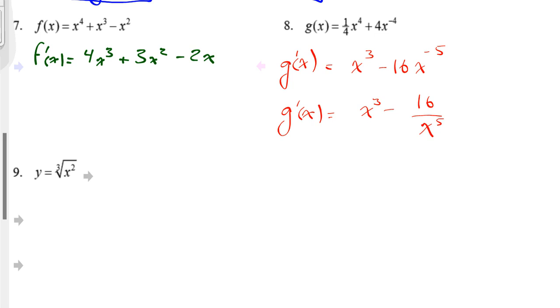There's my derivative for number 8. For number 9, whenever you have a radical, always a good idea to rewrite it as a power first and then apply the power rule.